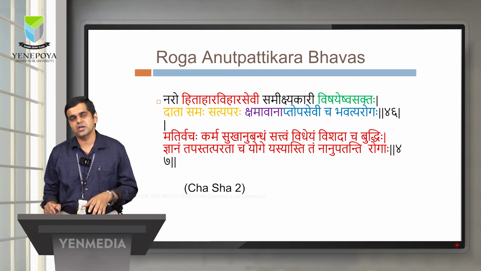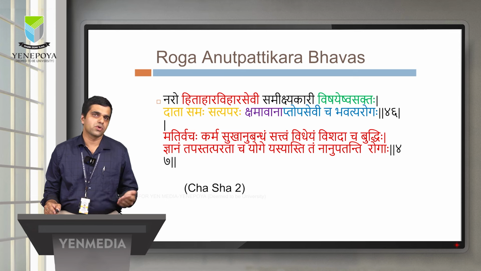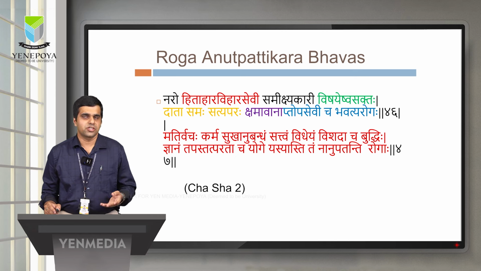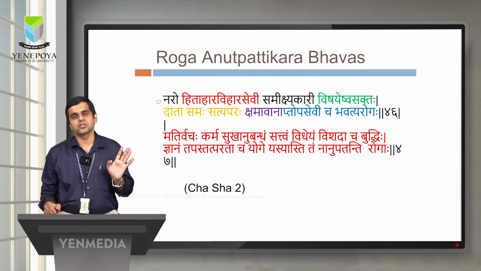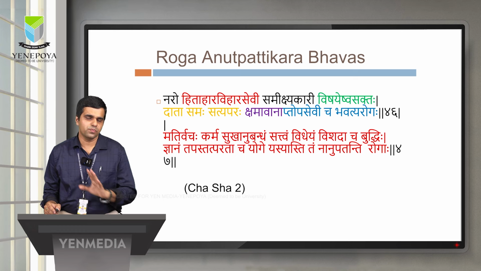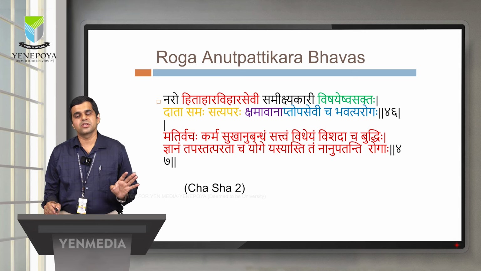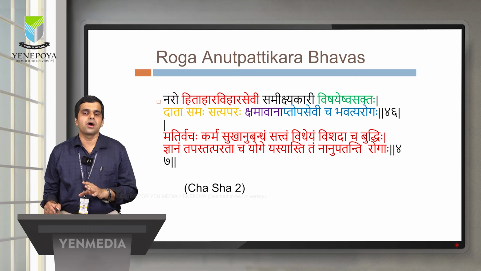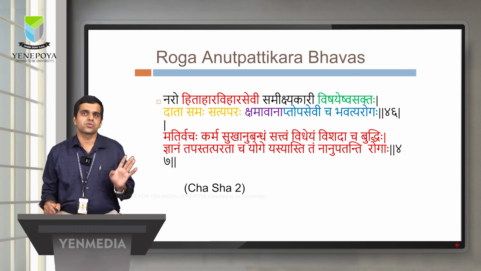Now, you are supposed to be an aptopasevi. Aptopasevi is you are supposed to follow the principles which are told by your acharya. Then next, Charaka highlights: Matirvachaha Karmam Sukhanubandam Sattvam Videyam Vishadacha Buddhihi Jnanam Tapastatparatacha Yogehe Yasyastitam Nanupatanti Rogaha. See, again he highlights Nanupatanti Roga. You will never have disease when Matirvachaha Karmam Sukhanubandam. Whatever karmas that you are doing, by whatever that is told above, Sukhanubandam, it will result into Sukha.